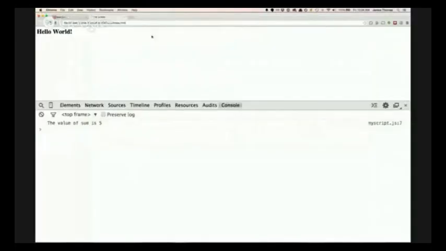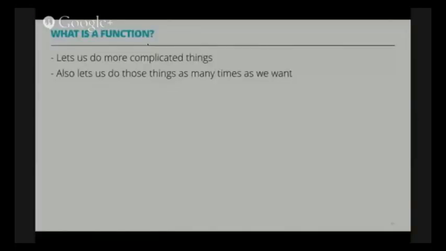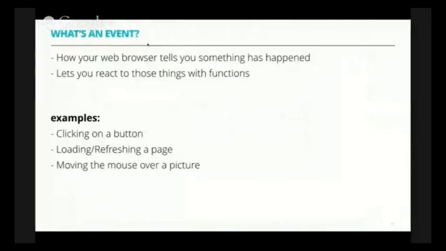Okay. So we're talking about functions. Now let's talk a little bit about events. So events are how your web browser keeps track of things that are going on that might be important to you and lets you know that it happened. So the nice thing about events is that you can wire a function to an event so that when something important happens, you execute a function.